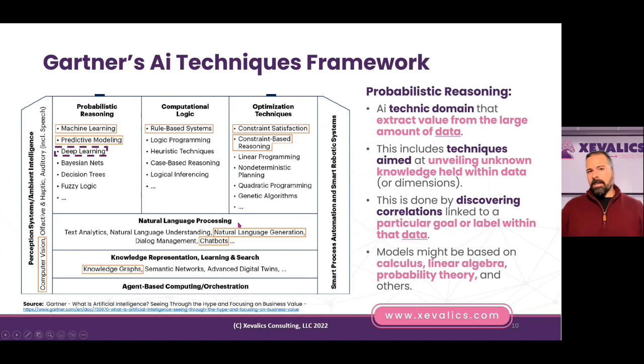For this presentation, it is relevant to take a look at probabilistic reasoning. Probabilistic reasoning is a technique domain that extracts value from large amounts of data. These include techniques aimed at unveiling unknown knowledge held within data or dimensions. This is done by discovering correlations linked to a particular goal or label within that data. Models might be based on calculus, linear algebra, probability theory, and others.